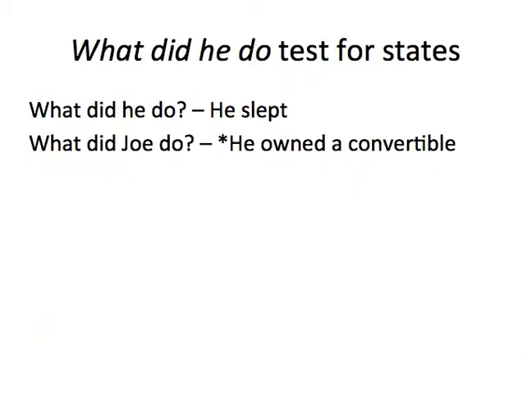Okay, another test for states is the what did he do test. What did he do? He slept. Okay, so that's not a stative verb. It's an activity. What did Joe do? He owned a convertible. Not really. You can't say that as an answer to that. So what did he do? And the response, if it fits, then we can see that it's determined whether verbs are stative or not.